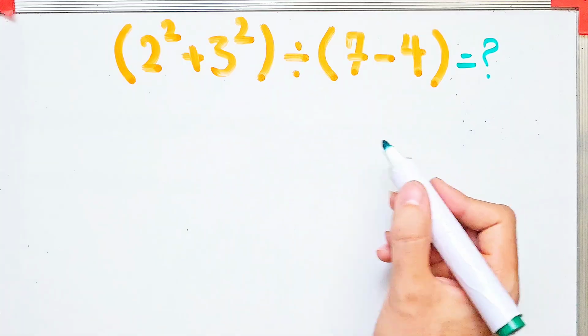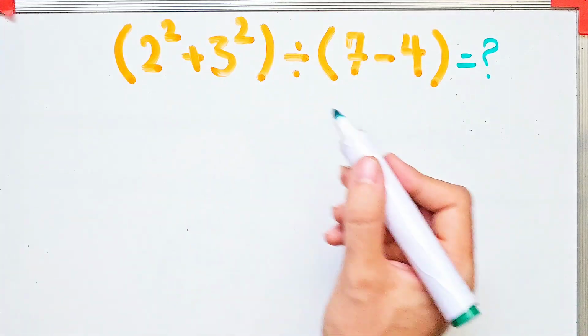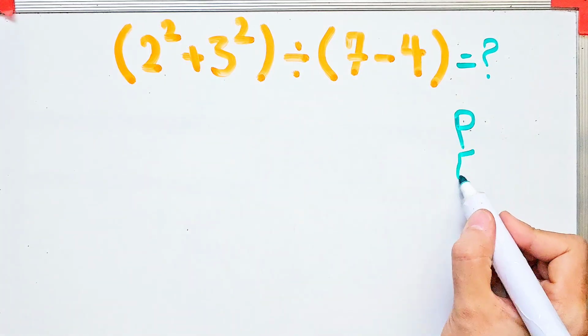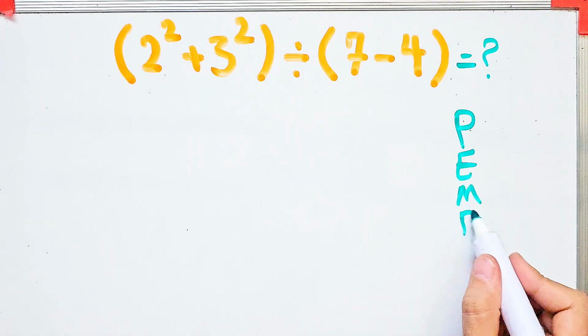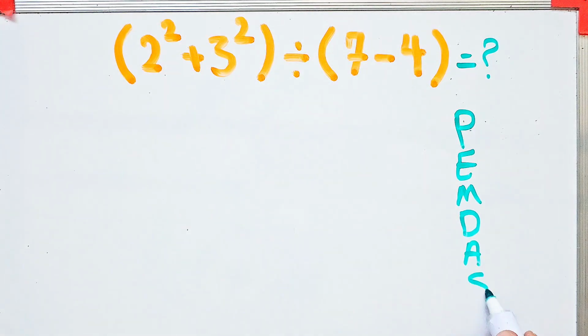To solve this question, we need to follow a rule which is PEMDAS. PEMDAS shows the priority of the mathematical operations. If you don't pay attention to this rule, you get the wrong answer.